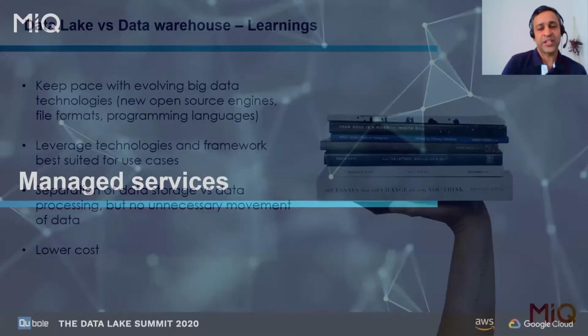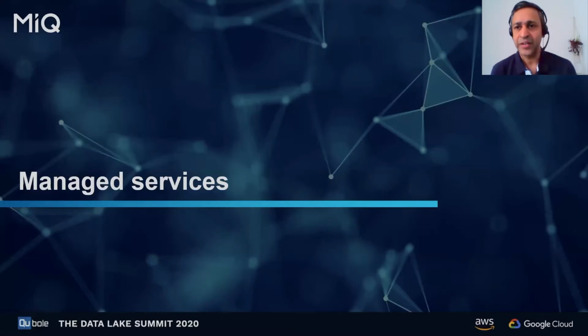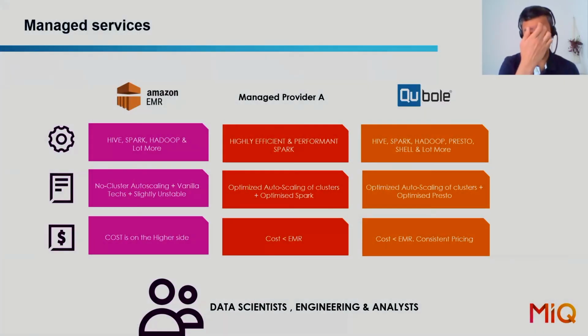So yeah, let's move on to the next thing. We'll talk about our experience in managed services. Like I mentioned earlier, we started off using Amazon EMR for our Hive processing, and it was fairly simple to spin up clusters, leverage the capabilities there, and run big data processing on that.